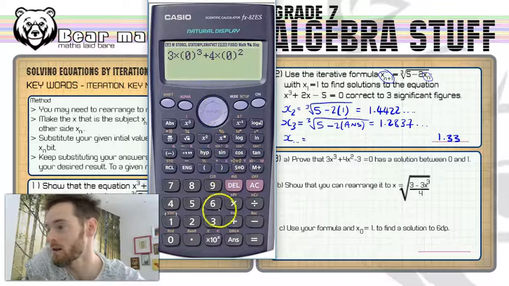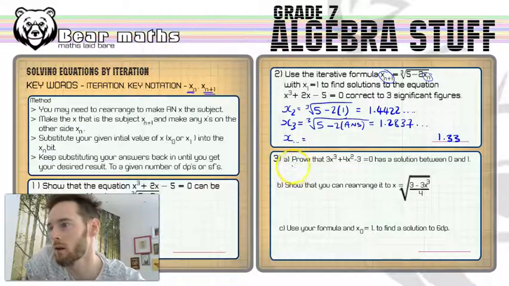So that's just going to give us 0. All of that's going to give us 0, and then we just put the minus 3 on there. So obviously our answer is going to be minus 3. Okay, so 3 multiplied by 0 cubed plus 4 multiplied by 0 squared minus 3 equals minus 3. Okay, so there's one thing.